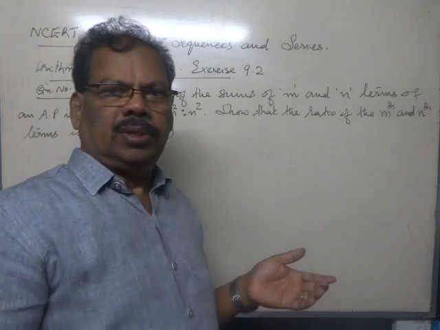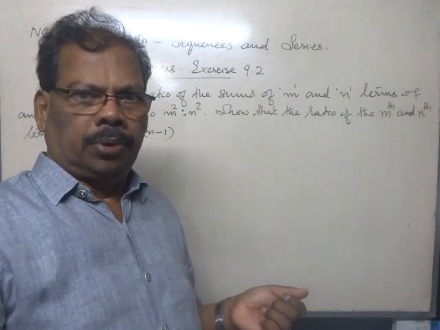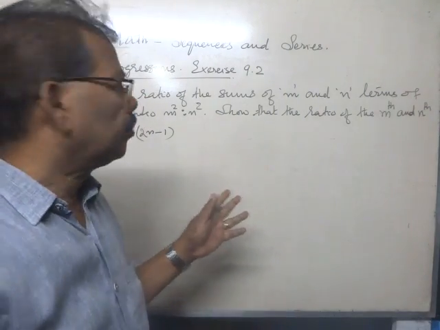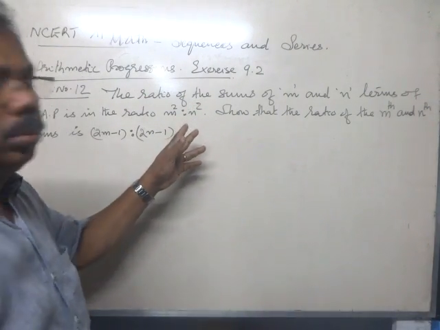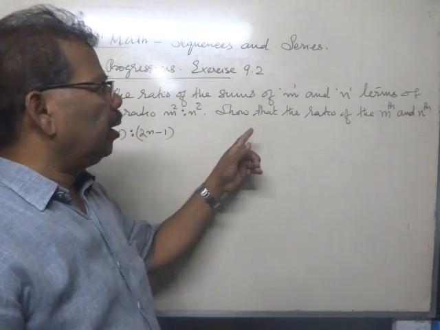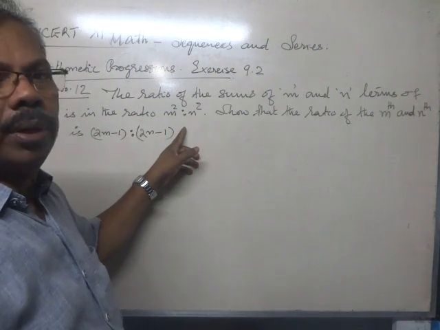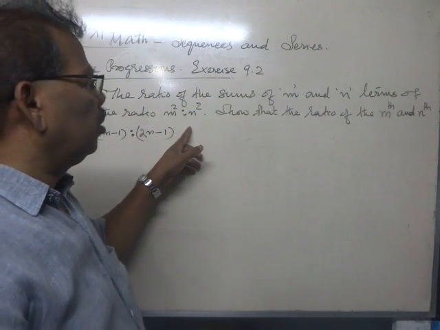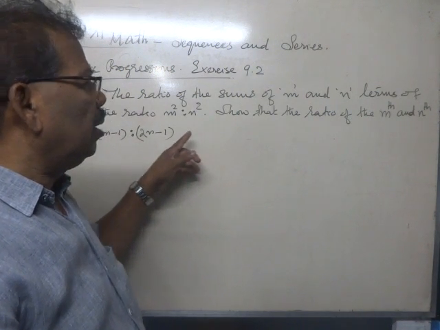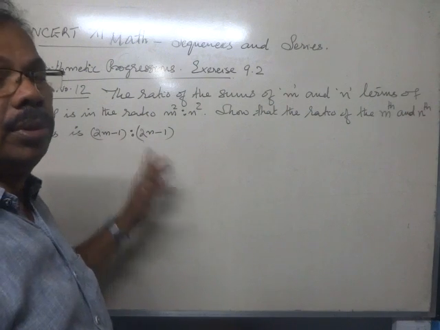In this video we discuss Plus One Mathematics, arithmetic progressions continued. Exercise 9.2, question number 12. The ratio of the sums of m and n terms of an AP is m square is to n square. Show that the ratio of the mth and nth terms is 2m minus 1 is to 2n minus 1.